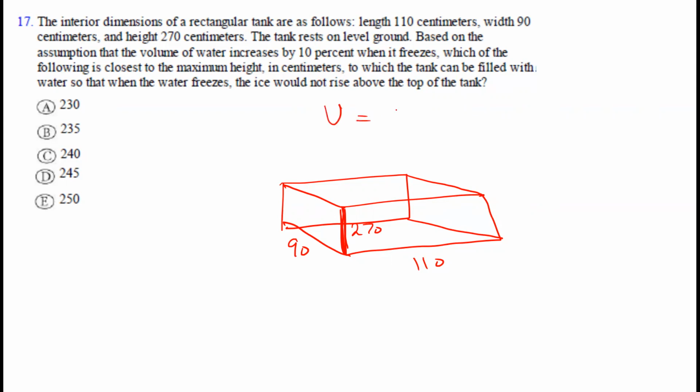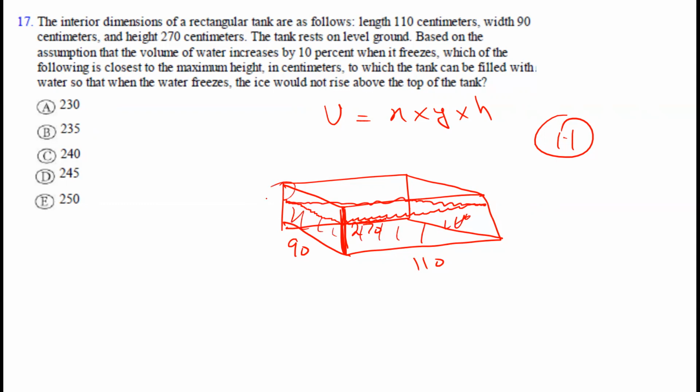So the volume equals x into y into height. And when the water freezes, it goes up by a factor of 1.1. Now, which of the following is closest to the maximum height in centimeters to which the tank can be filled with water so that when it freezes, the ice would not rise above the tank? So we know that we need to fill the tank a little less than to the top so that when the water freezes, it doesn't go outside. So this should be the amount of water inside.